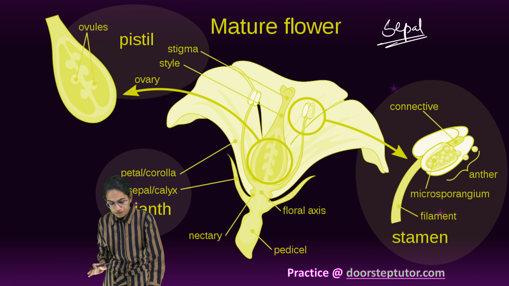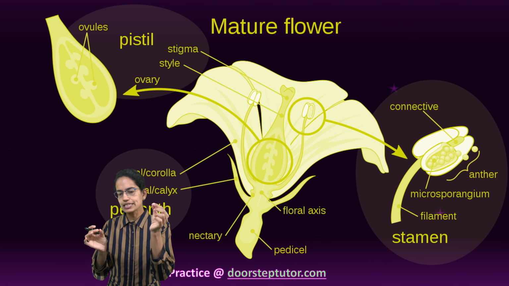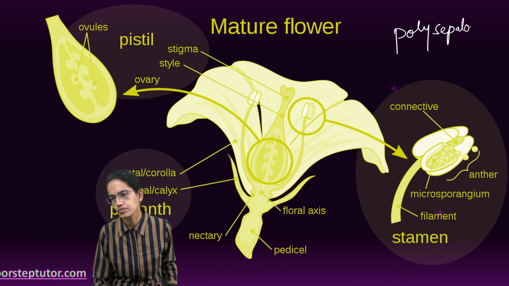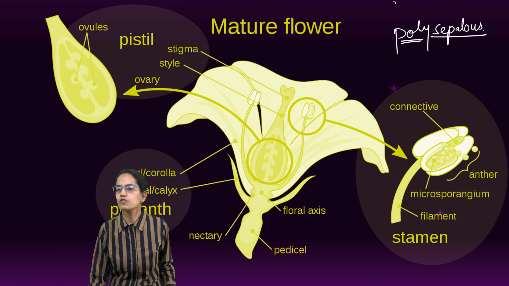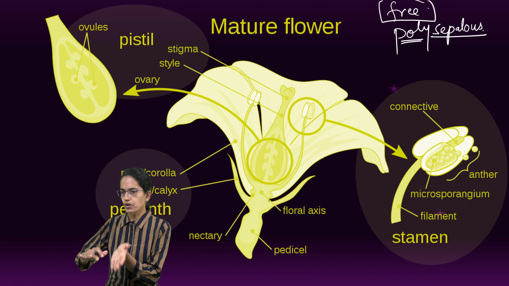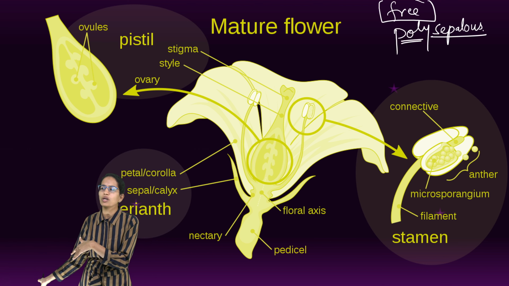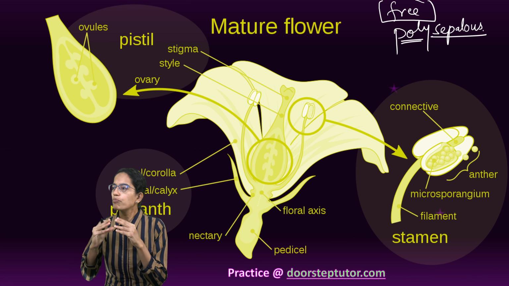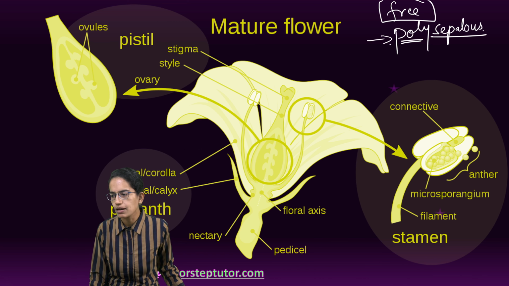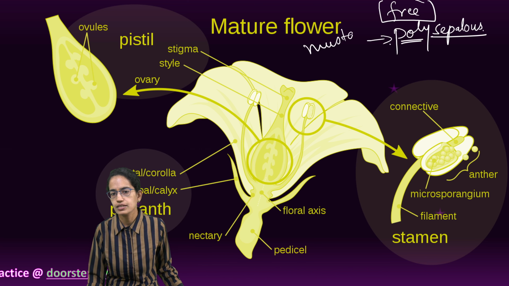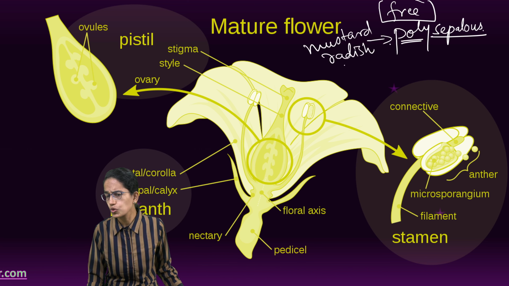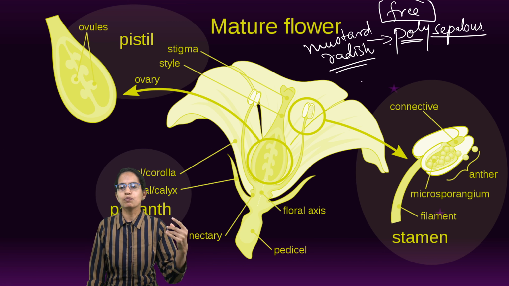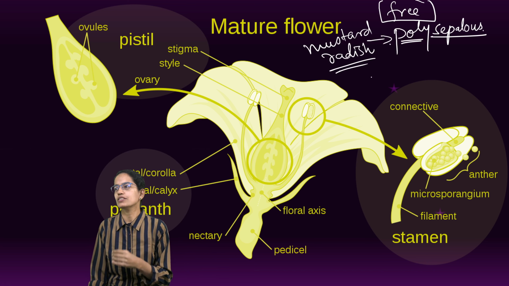Now, if the sepals are free, each sepal separate, we call it polysepalous. Poly means free. That's something you must remember, because when we move to petals, we would have polypetalous. So free sepals, free petals, that means they are poly. A good example of polysepalous is mustard, radish. Again, examples are extremely important in biology. You could get a simple question whether mustard is polysepalous or gamosepalous, and you have to answer that.